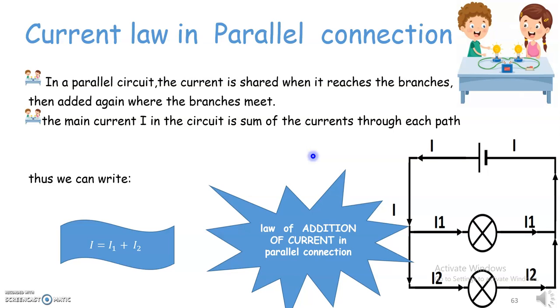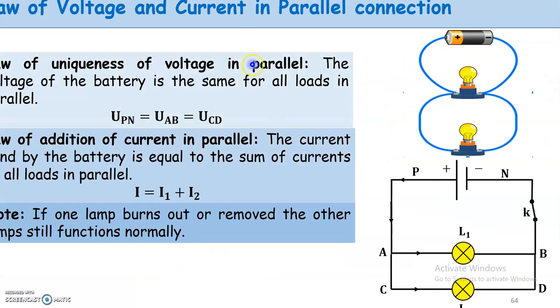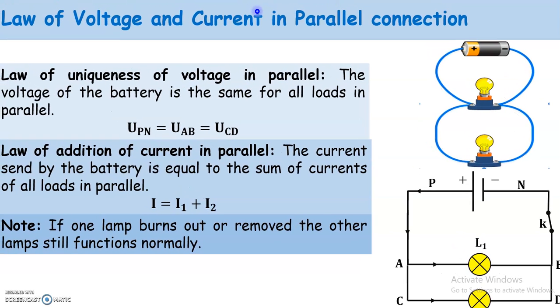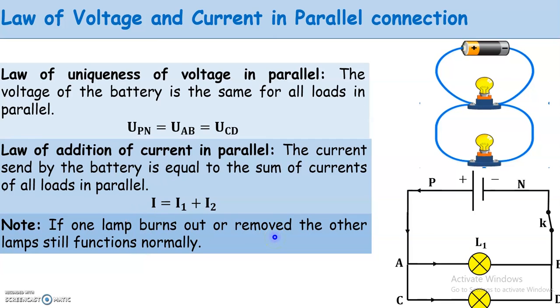It's as if it's the opposite of series. In series we have a law of uniqueness of current and addition of voltage. In parallel, a law of uniqueness of voltage and addition of current. This table sums up the parallel connection: law of uniqueness of voltage and law of addition of current in parallel connection. This note will be explained in detail in this slide.